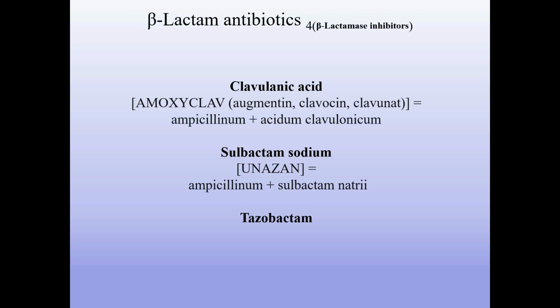And separately, once again, beta-lactamase inhibitors, for example, clavulanic acid, and the trade names of the drug amoxiclav, or Augmentin, or Clavocin, or Clavunat. It is a combination of a penicillin antibiotic with clavulanic acid. Also one more, sulbactam sodium, a combination of a penicillin antibiotic with sulbactam sodium, and one more beta-lactamase inhibitor, which is tazobactam.